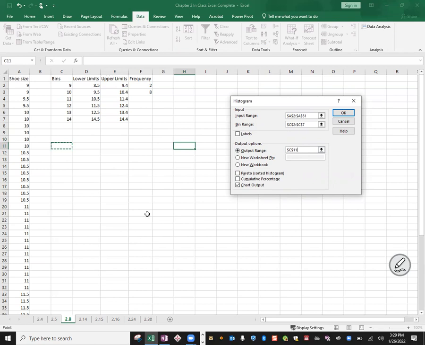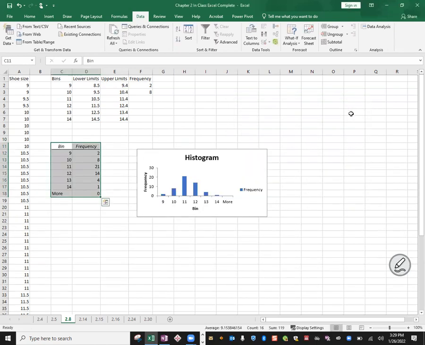So I'm going to just choose a cell that is open. And then we want the chart outputted as well as the histogram. So we're going to click OK. And we see here that we have our bins and we have our frequencies. And so this would be our histogram.